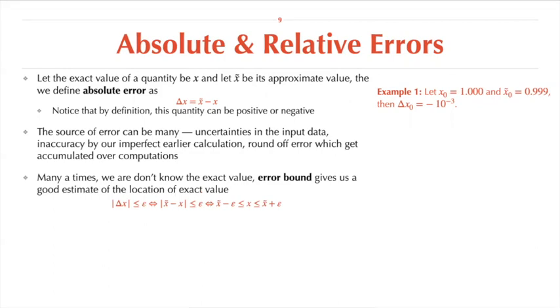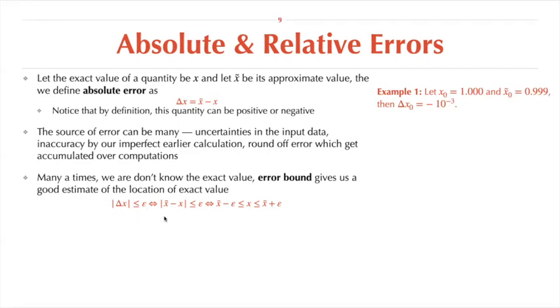So many times we don't know the exact value. So we define a useful quantity called the error bound. So this is the absolute error. So the error bound is the modulus value of this. So this is the upper bound on the absolute error. So this is how you define it.